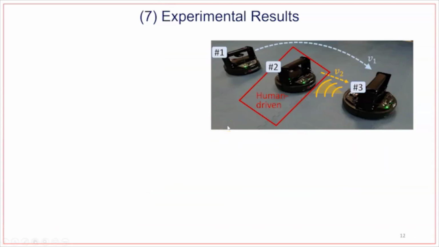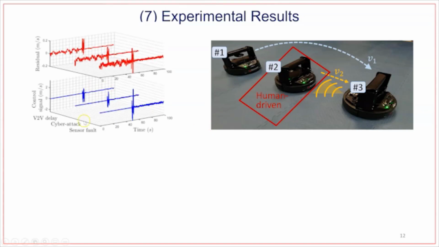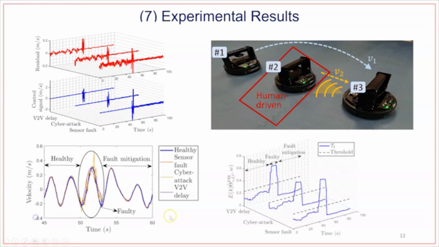Similar results can be obtained experimentally. We consider this setup with the 3 autonomous robots, where the second robot is controlled by a human. This figure shows the residual and the control signal. And similarly, this figure shows the velocity of the third robot, and this figure here shows the norm of residual over a sliding window, where we can see almost at time 60 the norm of residual dropped below the threshold limit for these 3 faults.